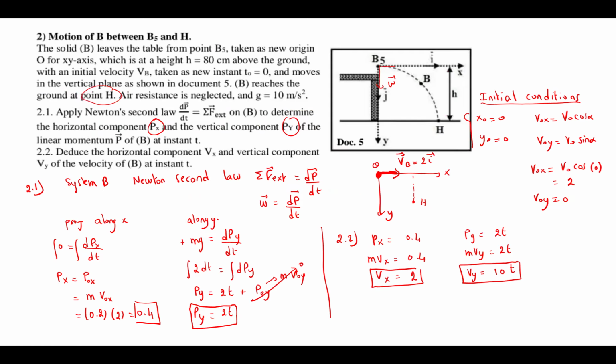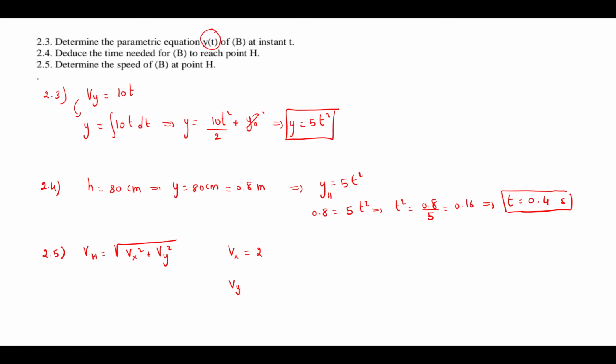Vx we found before. It's 2. And Vy we also found before. It's 10t. But which time should I take? I will take the time needed to reach the point H, which we found to be 0.4 seconds. So it's equal to 10 times 0.4, so equal 4 meter per second. Now we can get the whole V. So it's radical 2 squared plus 4 squared. So it's equal radical 4 plus 16, equal radical 20 meter per second. And this will be the speed at the point H.